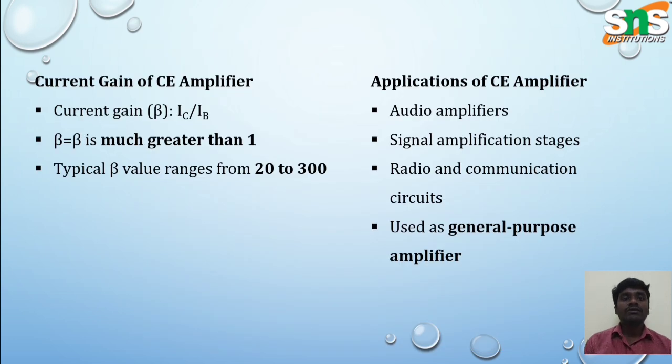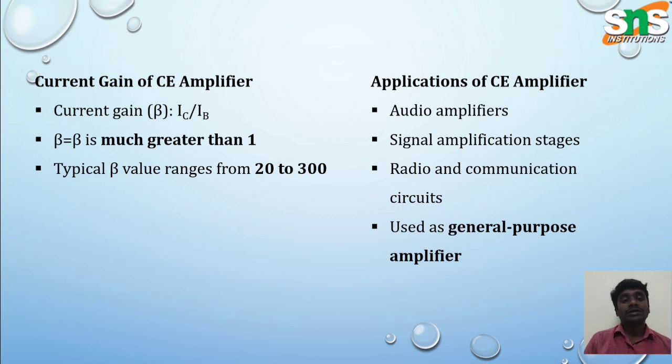The current gain of the common emitter amplifier, current gain beta, is IC by IB. The beta is much greater than 1, so it is a good output and we can use it for different applications. Typically the beta value ranges from 20 to 300.